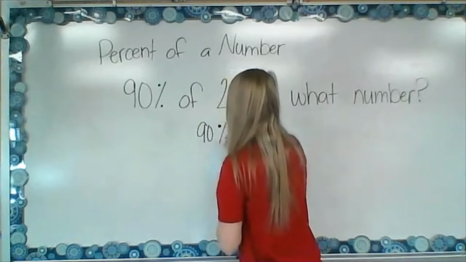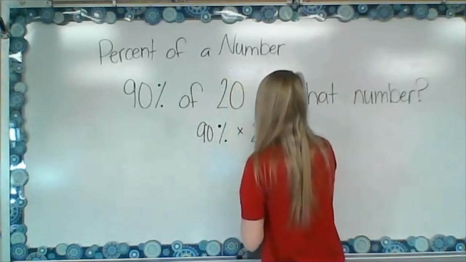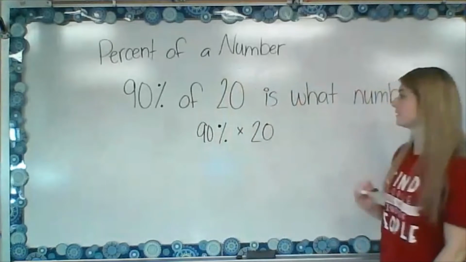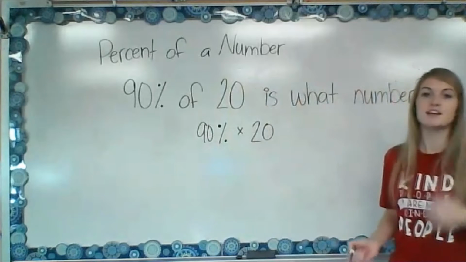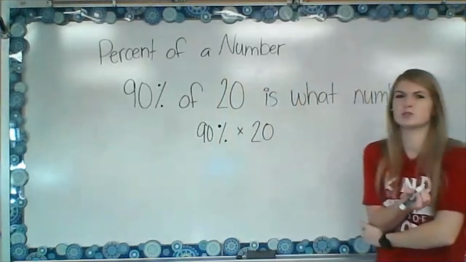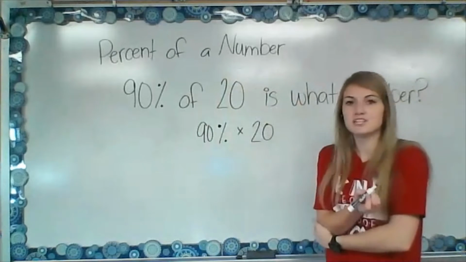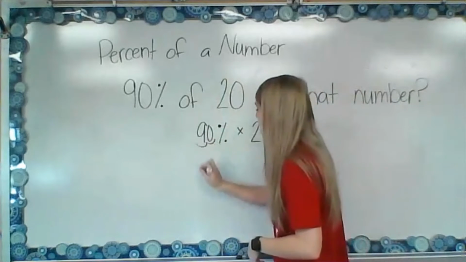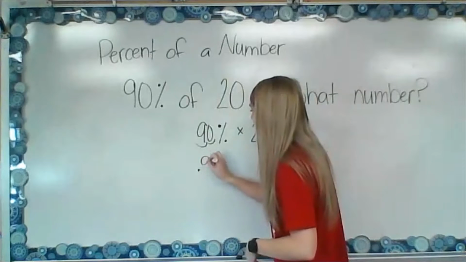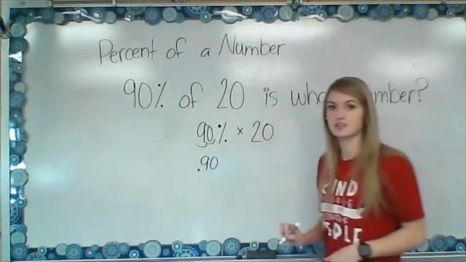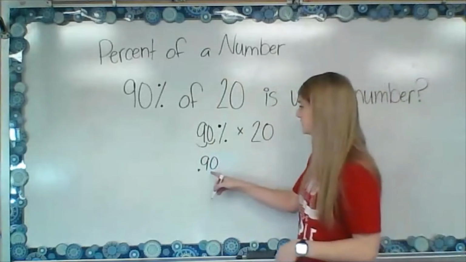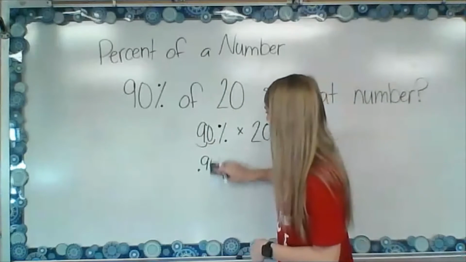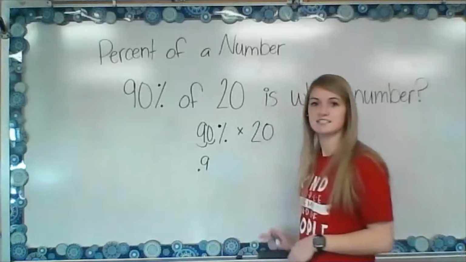Let's write that down. 90% times 20 equals what number? That's what we're trying to figure out. Now, we can multiply this, but we don't want to multiply a percent, so let's just change it to a decimal. You know how to do that. 2 to the left, 1, 2. So I have 0 and 90 hundredths. But do I need that 0 at the end? Not really, right? 9 tenths is the same thing.